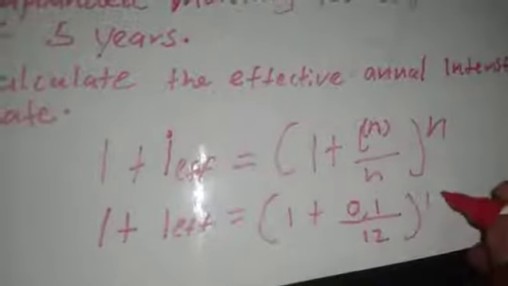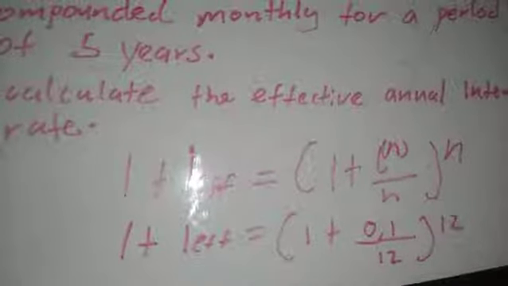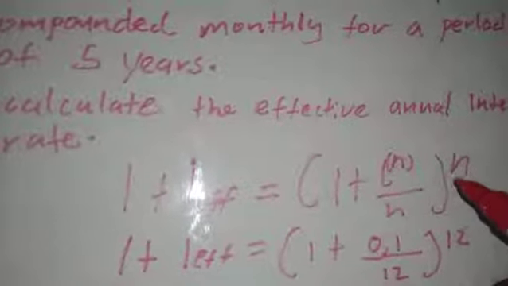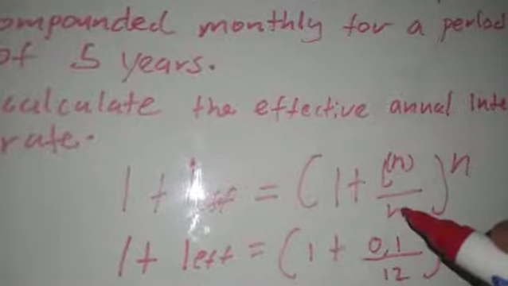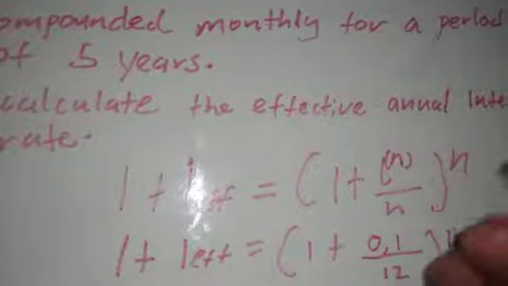So we write 12. Here we won't say 12 times 5 or 5 times 12. It's not the number of years, it's just the number of times in a year. So this is how we substitute. What confuses people is also this n. Remember, sometimes it's not written as n, sometimes it's written as m in the formula, but it means the same thing: the number of times a year.